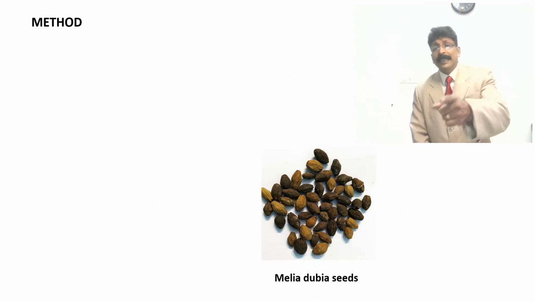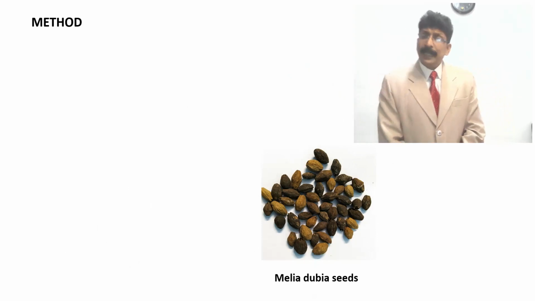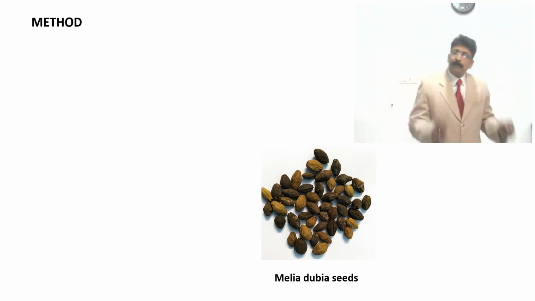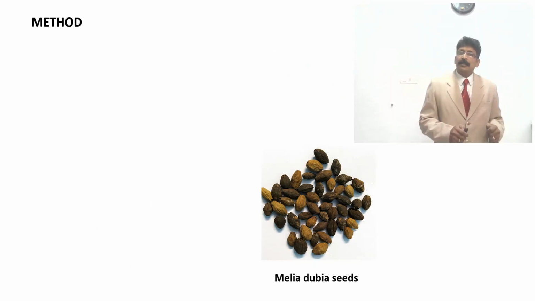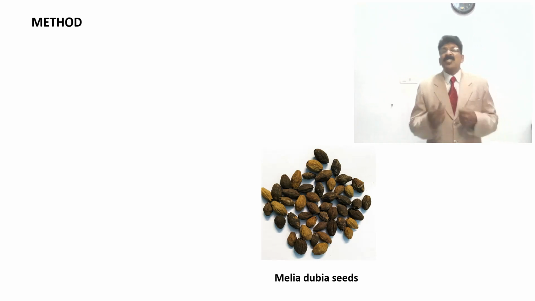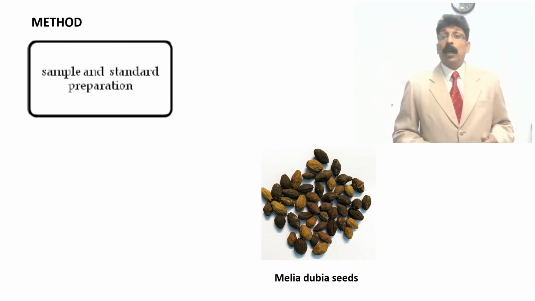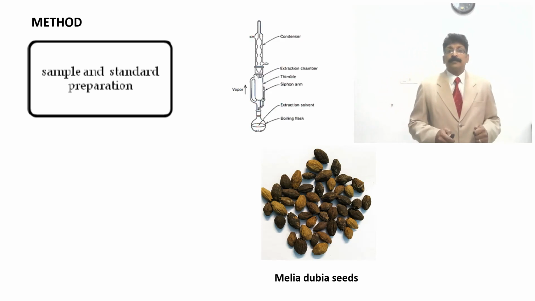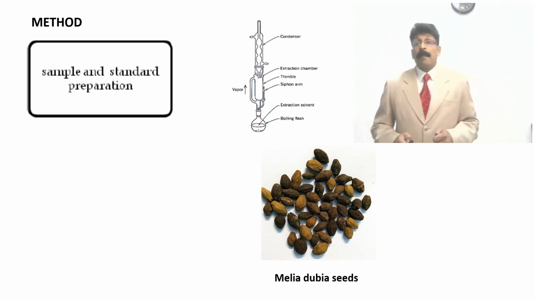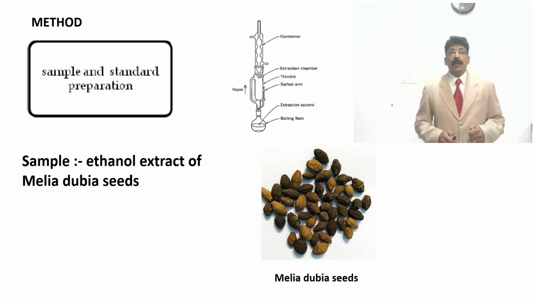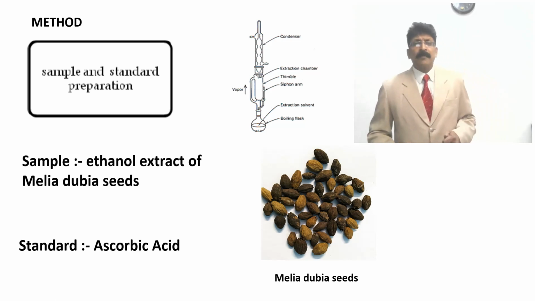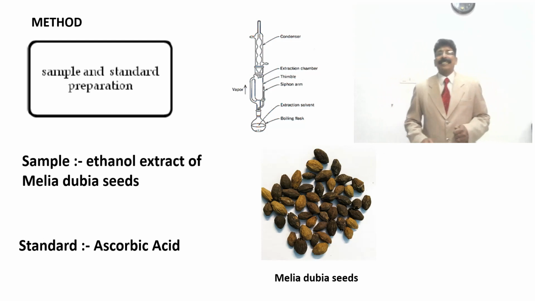We have taken these Melia dubia seeds, and we crushed them very hard, dried, crushed with a hammer, and then with a blending machine and mixers. It is difficult, but it is very well powdered, and we used the continuous Soxhlet method by hot percolation using ethanol. So we have taken the ethanolic extract of Melia dubia seeds. As the standard we have taken ascorbic acid.